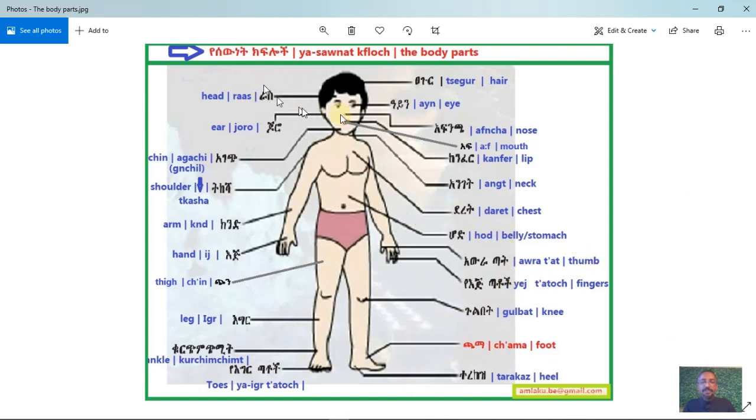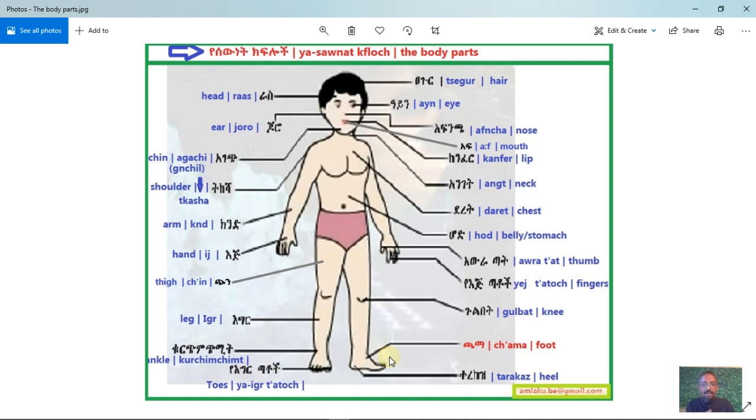As I said earlier, this is a very clear lesson, and I hope you like it, because you have the word, you have the pronunciation, and you have the translation, and the picture is another clue. So what you have to do is study, watch this video, and when you finish it, stop it and go to the mirror, in front of a mirror, and try to recite, saying Zagur, Ras, Af, Afincha, Ain, Joro. And if you just can't remember or recite, for example, Gunchil or Chin, then you take a pencil or a pen and a piece of paper or a notebook and write what you could not remember.